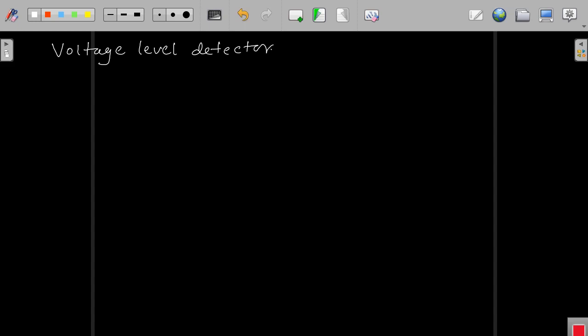So how does it happen now? Voltage level detector. See here, I draw the Opamp here. Again, the inverting type, the non-inverting type. I have connected this like this. This is plus VCC and this is minus VEE, and this happens to be your V0. Now I am giving the input here.